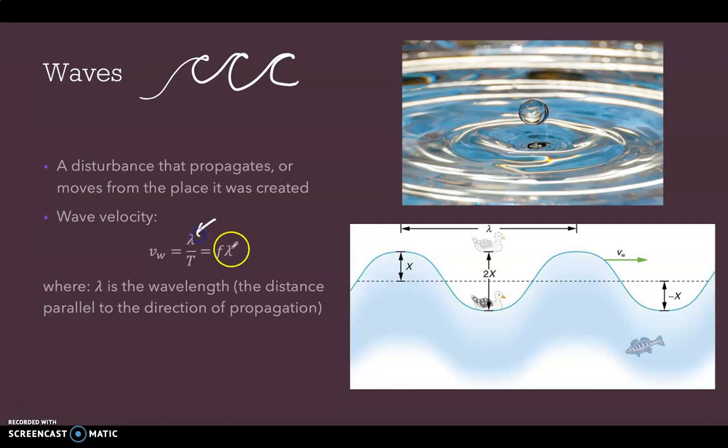What is lambda? Lambda is called a wavelength, which is the distance parallel to the direction of propagation. What does that mean? So basically, from high point to high point, what is that distance, if we're looking at a wave like this, divided by our period. This can also be equal to our frequency times our wavelength. So again, it's from peak to peak. That's how I like to think of it. The wavelength is from peak to peak of waves.